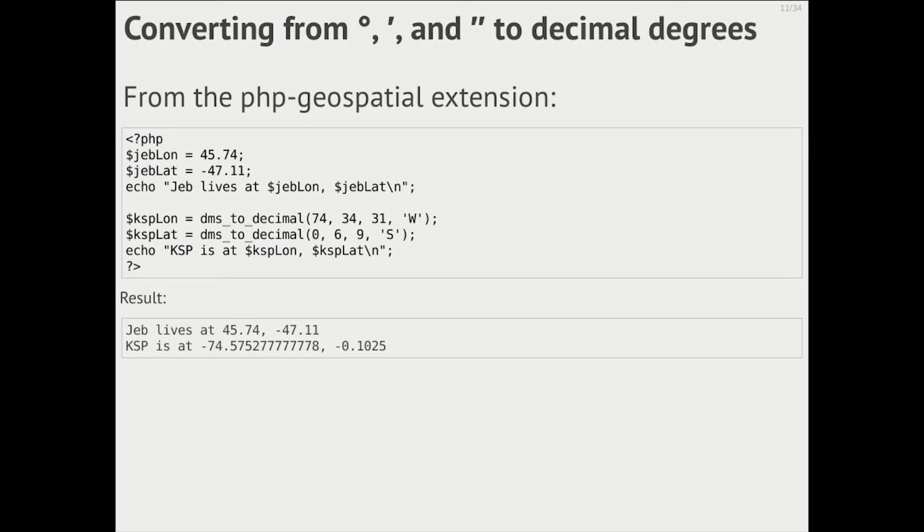minutes, seconds to decimal. And you give that the coordinates as well as either W for west and E for east, or S for south and N for north. Whether I like this API or not, I don't know, but it does work. And then it tells you where exactly the coordinates are. Now, I'm not really interested in so many decimals, so I'll be removing those in later examples, but there we go. So KSP stands for Kerbal Space Program, by the way, and Jeb lives at where he lives.